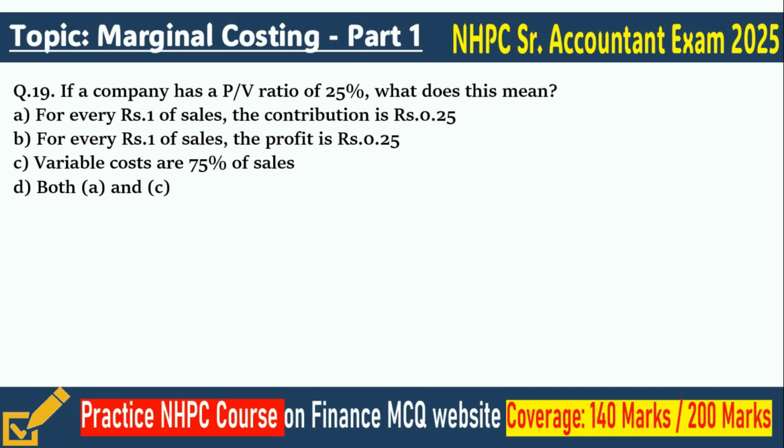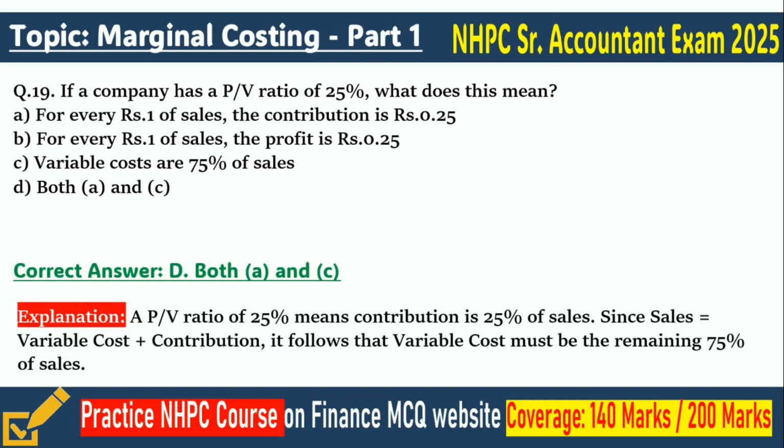So friends, what is the formula for profit volume ratio? So it is contribution divided by sales. Here the profit is in its truest sense not a profit but a contribution. So that means option A is 100% correct. That is, contribution is 0.25. And what is the formula for contribution? Contribution we will get by deducting variable cost from sales. So option C will also be correct. So friends, the correct option here will be option D, both A and C. So friends, a profit volume ratio of 25% means contribution is 25% of sales, since sales is equal to variable cost plus contribution. So it follows the variable cost must be the remaining 75% of sales. That's what I explained. Moving on.